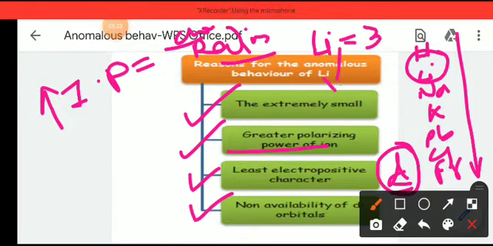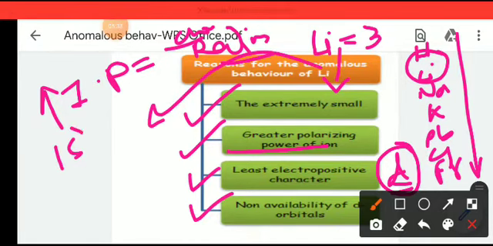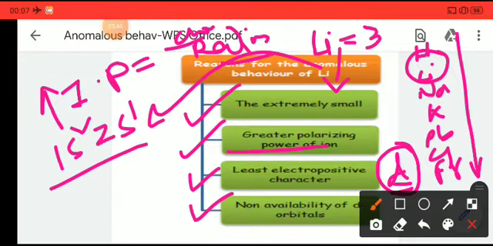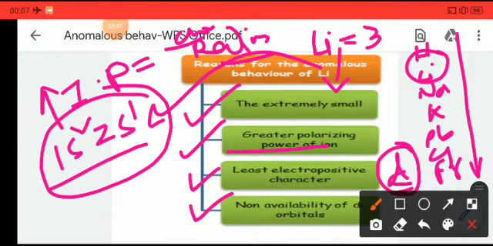So what is the electronic configuration of lithium? The electronic configuration of lithium will be 1s2 2s1. Okay, so it is the electronic configuration of lithium, and lithium doesn't have any d orbitals. So that is the reason. These are the 4 reasons behind the anomalous behavior of lithium.